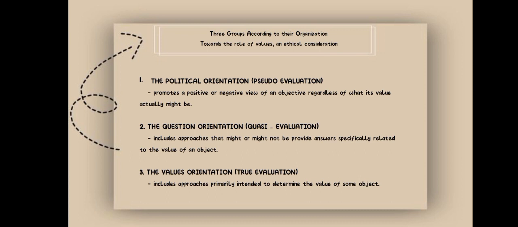Next is the question orientation. It includes approaches that might or might not provide answers specifically related to the value of an object. Third is the values orientation. It includes approaches primarily intended to determine the value of some object.